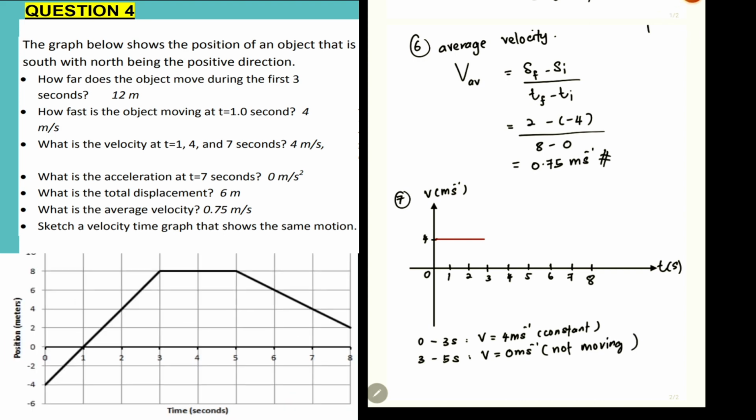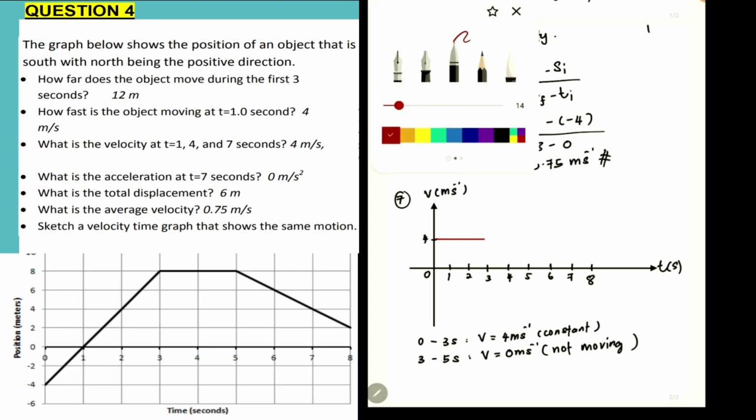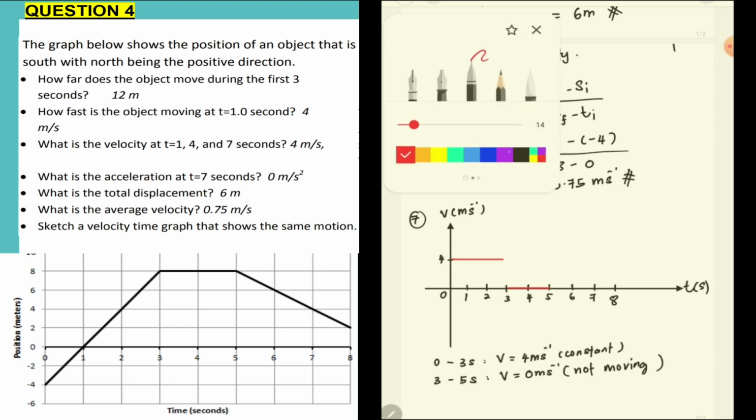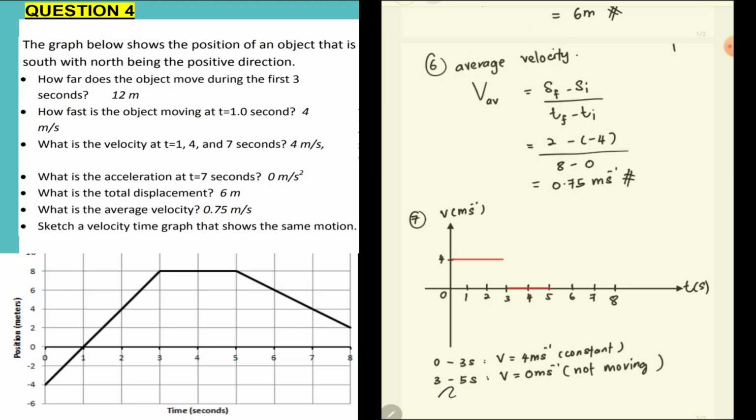Okay, so it's from 3 to 5 seconds here. Okay, and then from 5 to 8 seconds is negative 2. Tadi kita dah kira kan? Okay, so it's negative 2. So from 5 to 8 seconds, kita dah kira tadi where V is equal to negative 2 meter per second.